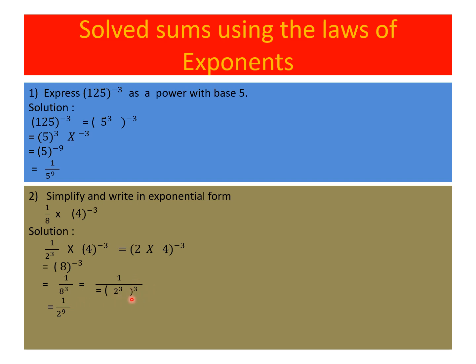So 1 by 2 power 3 whole power 3 can be written as 1 by 2 power 9. The power 3's are multiplied. A power m, the whole power n, the third law is used here. That is a power m into n. We got 1 by 2 power 9.